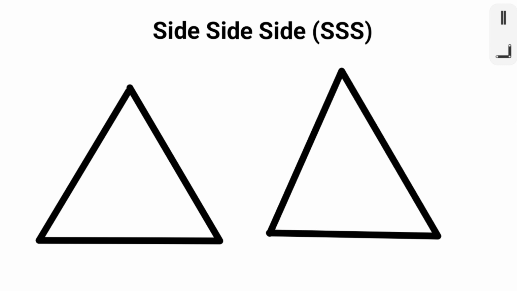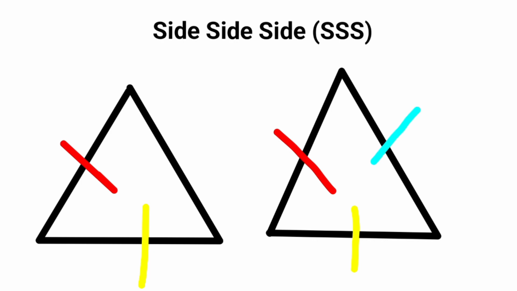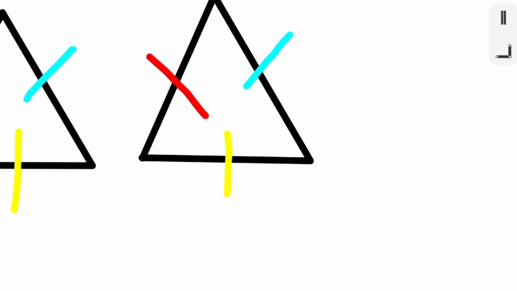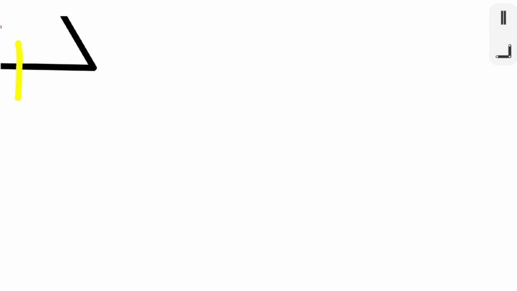And in the case of side, side, side, we'll have one side like that equal to this side, equal to that side, and then we'll have this side equal to this side. And in that way, we'll be done proving to say the two triangles are congruent by just using the sides.